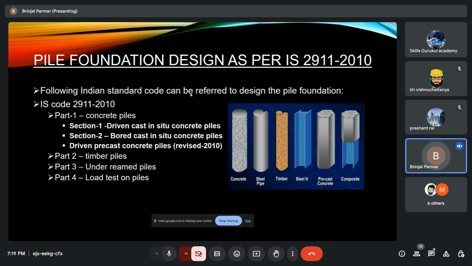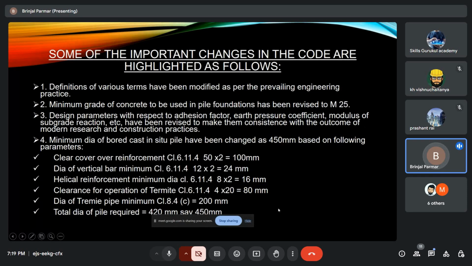There are some types of pile foundation. First, concrete pile. Second, timber pile. Third, under-reamed pile. And fourth, load test on pile. Section 1 in concrete pile is driven cast in situ concrete pile. Section 2, bored cast in situ concrete pile. And section 3, driven precast concrete piles. Revised as per 2010, some important changes in the code are highlighted as follows.